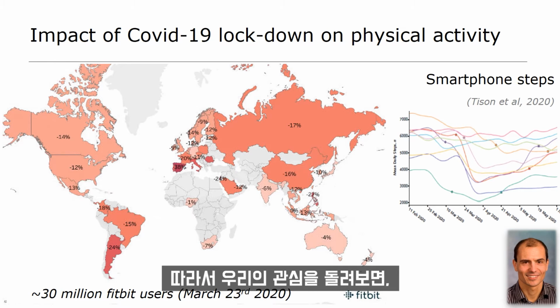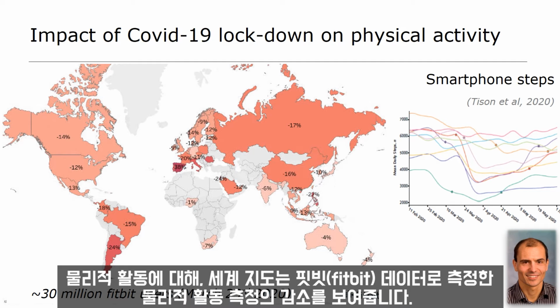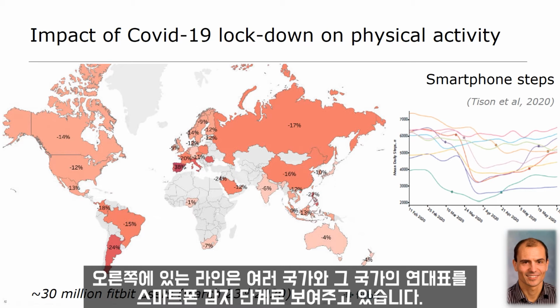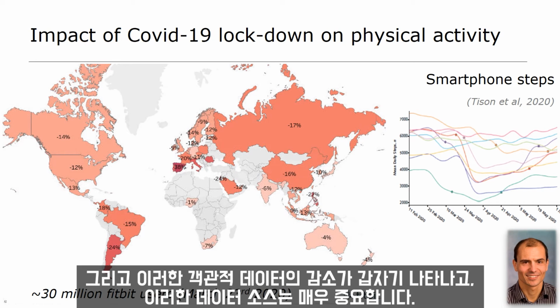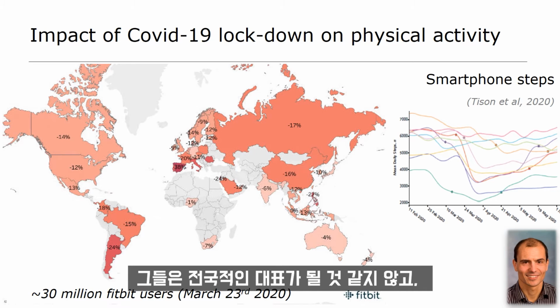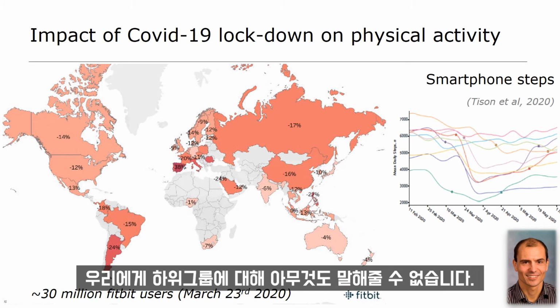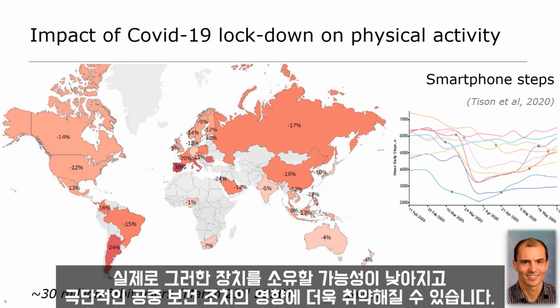So turning our attention to physical activity, the world map here shows the decline in physical activity measures as measured by Fitbit data, and the lines there on the right shows several countries and the timelines of them in terms of smartphone detected steps. And we certainly see some declines across the board of these objective data. And whilst these data sources are certainly very valuable, they're unlikely to be nationally representative, and they can't tell us anything about subgroups who indeed may be less likely to own such devices and indeed be more vulnerable to the impact of extreme public health measures.